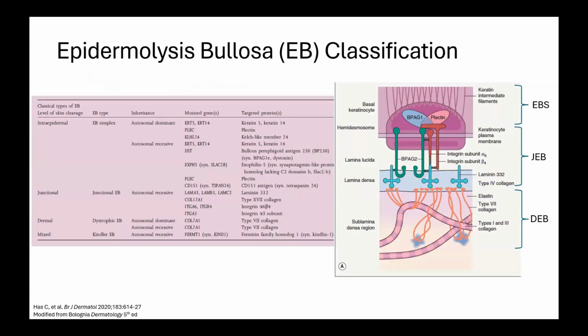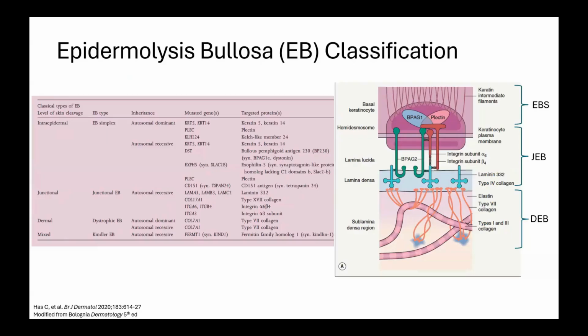Okay, so I am going to introduce EB, Epidermolysis Bullosa. So EB is a group of rare blistering genetic skin conditions, including EB simplex, junctional EB, dystrophic EB, and Kindler syndrome. The types of EB are classified based on the gene and the protein that are affected, as well as where that protein is in the skin.